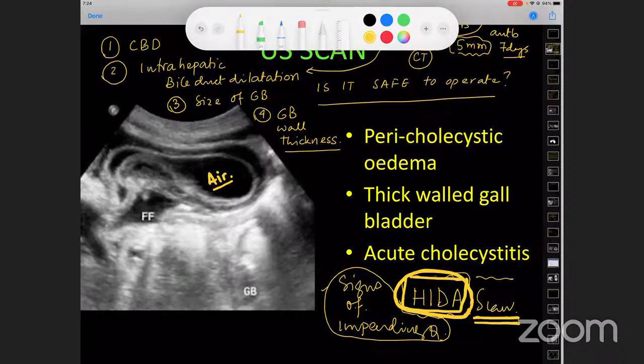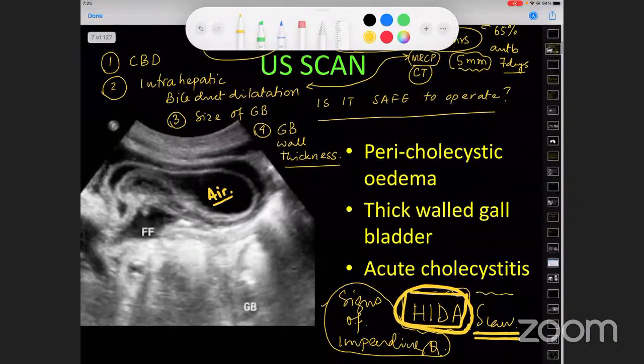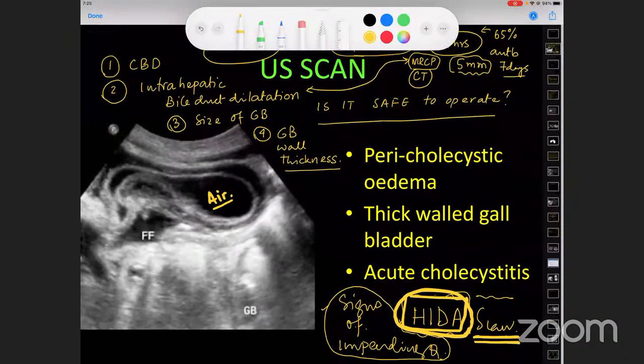Probably Sir can tell us how frequently he would ask for a HIDA scan. Can I just come in for a little while? I'll tell you when I ask for a HIDA scan: when I have an executive health check-up person coming in and saying, I have gallstones incidentally diagnosed, is my gallbladder functional or not? So I ask for a HIDA scan, because inevitably they document the ejection fraction. So that's number one.